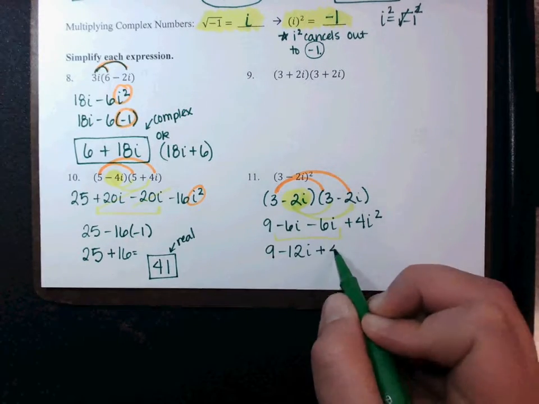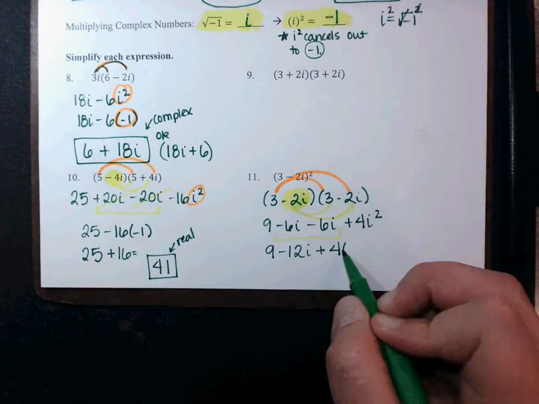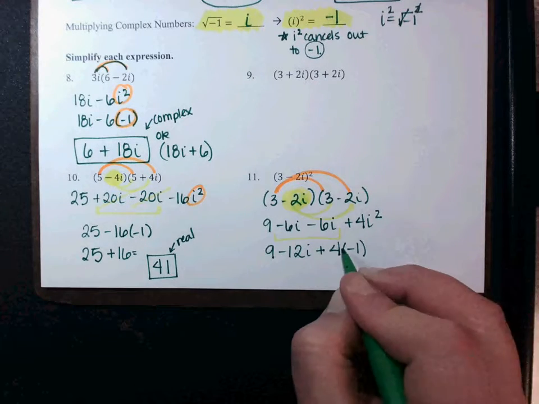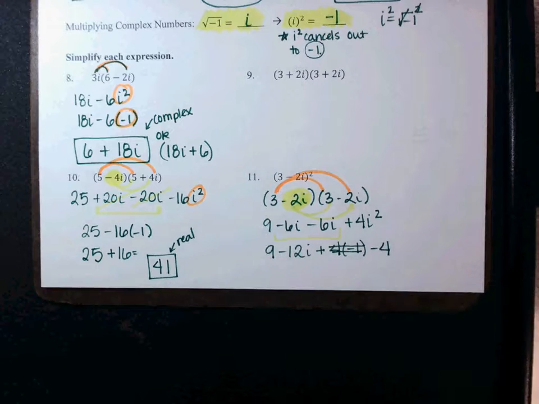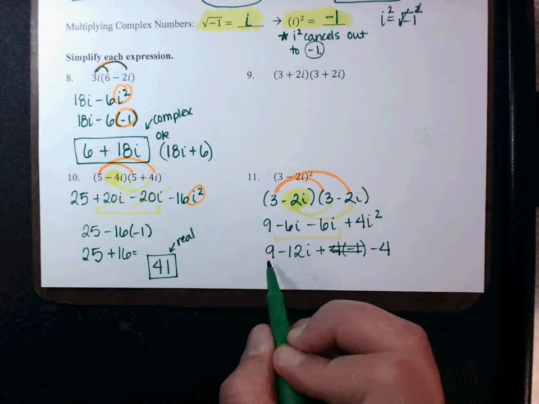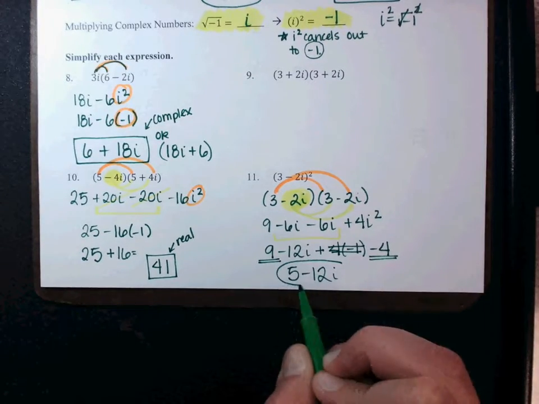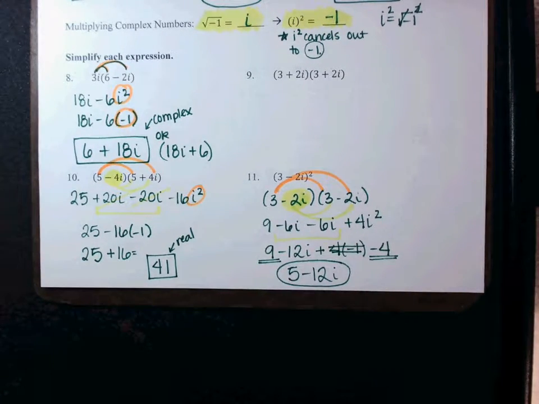plus 4i squared. And then what does i squared become? Negative 1. And now if that's 4 times negative 1, what is that really? I'm just going to cross it out and put minus 4. Are there any parts that can combine then? What is 9 minus 4? So 9 take away 4 is 5 minus 12i. Make sense? So when you are multiplying, if you get an i squared, the i goes away, you put a negative 1 in its place.